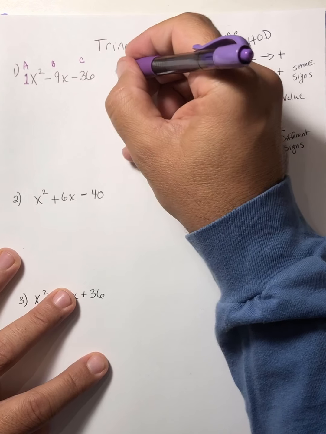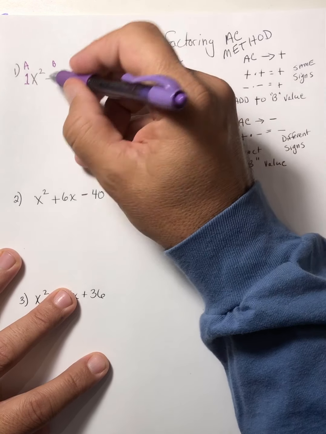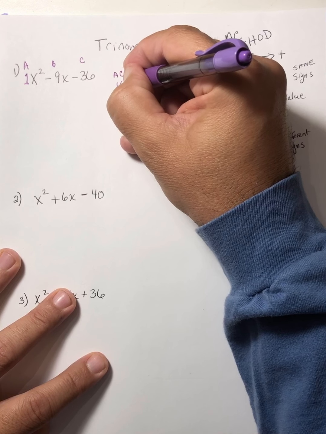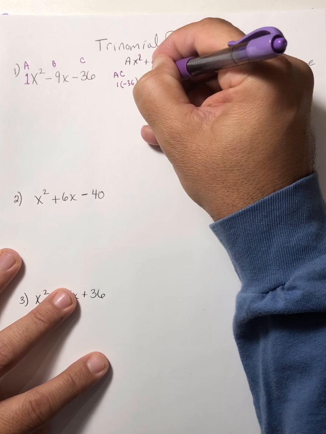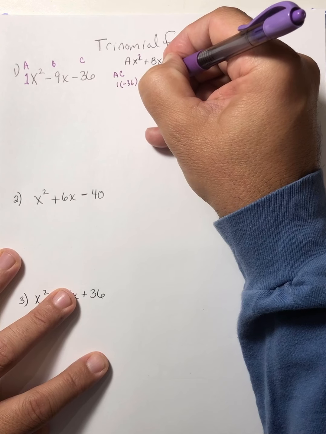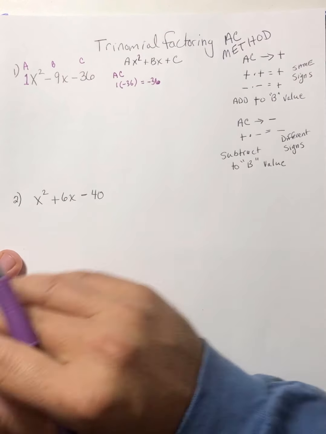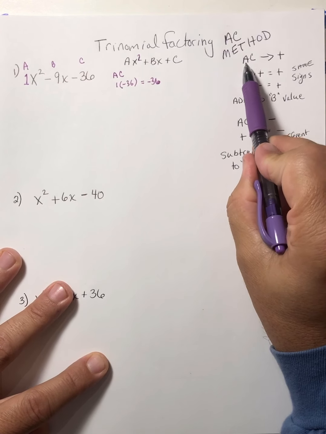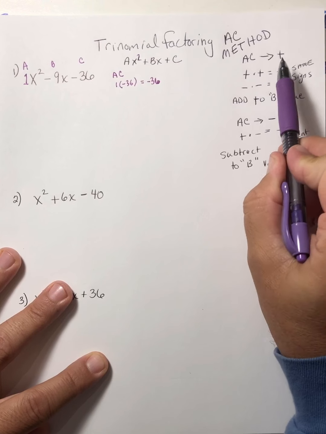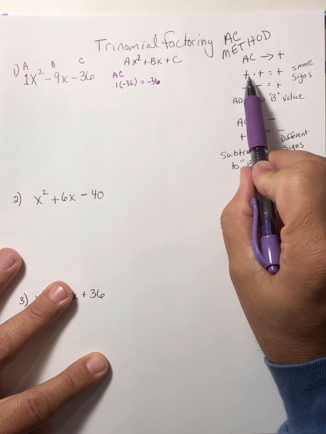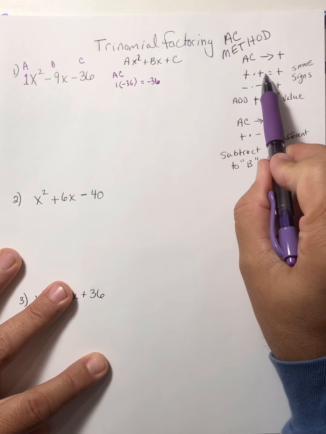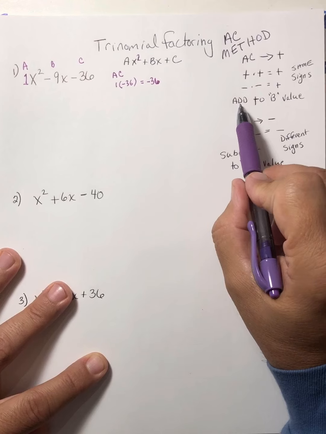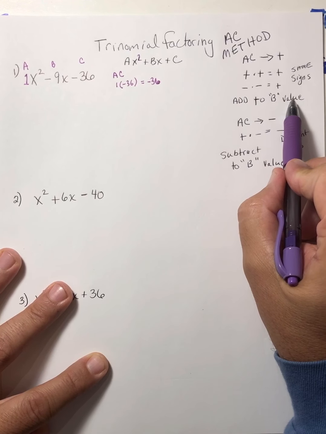And that's why we talk about this A times C. So our A times C is 1 times negative 36, which is negative 36. All right, now what does this mean? I wrote some stuff out over here. If my A times C is a positive value, then our signs have to be the same, because a negative times a negative or a positive times a positive are positive values. So that means we're going to add to the B value.